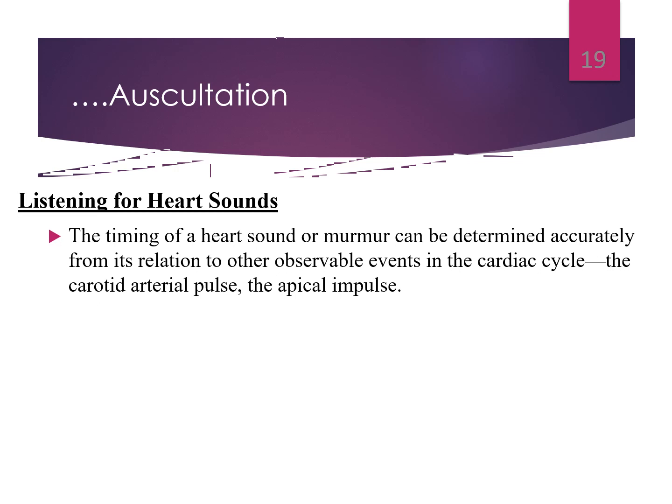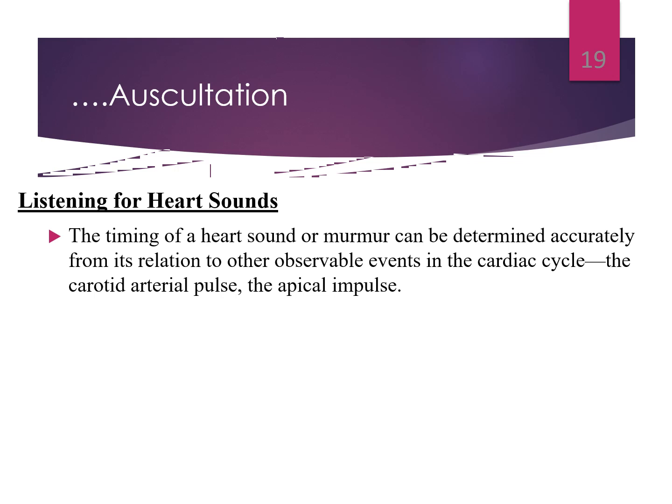Listen for heart sounds. The timing of a heart sound or murmur can be determined accurately from its relation to other observable events in the cardiac cycle, such as the carotid arterial pulse and the apical impulse. Normally, we first listen for S1, and then for S2, and we should know their intensity, their rhythm, and their variation with breathing. S1 is produced by the closure of the atrioventricular valves, and it is loudest at the apex.